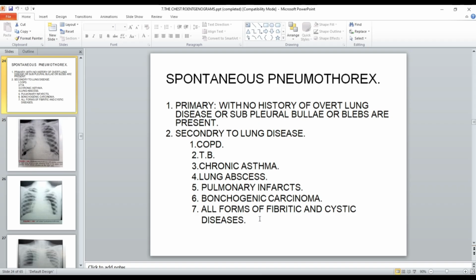Then spontaneous pneumothorax. This can be primary, with no history of overt lung disease, or subpleural bullae or blebs are present, or it may be secondary to lung disease like COPD, tuberculosis, chronic asthma, lung abscess, pulmonary infarcts, bronchogenic carcinoma, and all forms of fibrotic and cystic diseases.